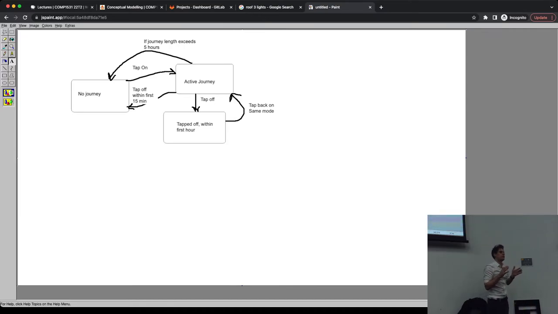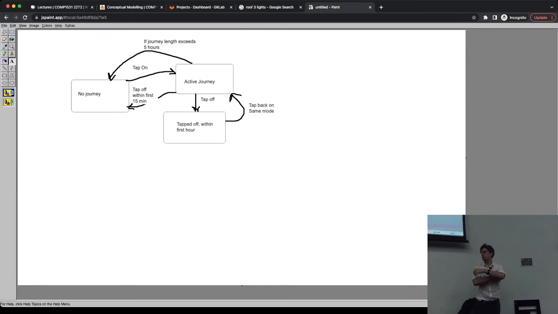So a couple of things you notice here already if you're trying to actually think about the problem. One of them is that we've created a little bit of confusion here, because tap off within the first 15 minutes is quite specific, but tap off here is not very specific. So I would need to modify that text to say tap off after the first 15 minutes.